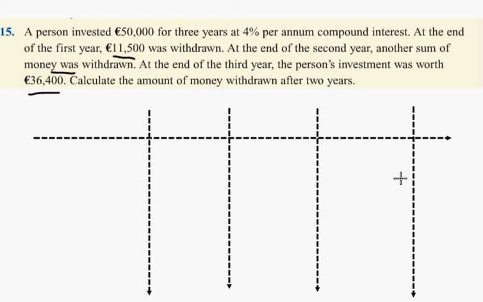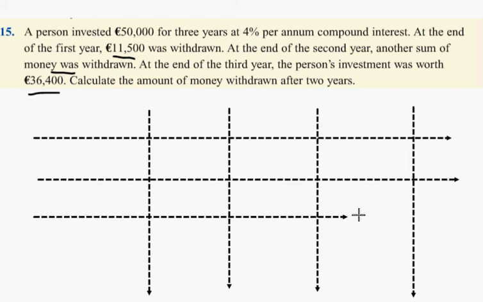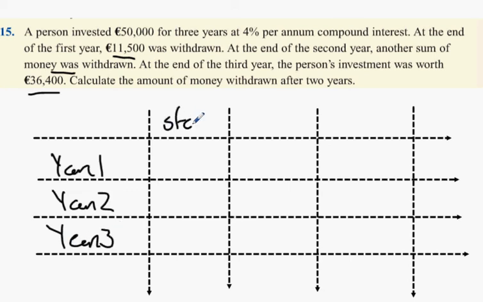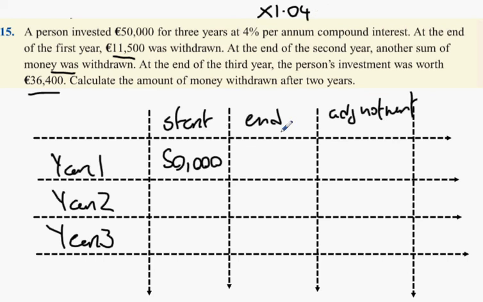So year 1, year 2, year 3. Okay, so year 1, year 2, year 3, start, end, adjustment. Adjustment can be a withdrawal or an investment, okay? 50,000 euro. Add on 4%. We multiply by 1.04. What do we get? 52,000, okay. At the end of the first year, we took away 11,500. So what do we have left?